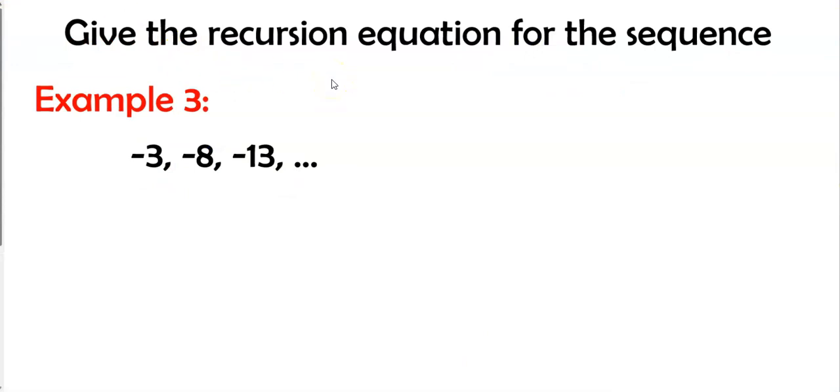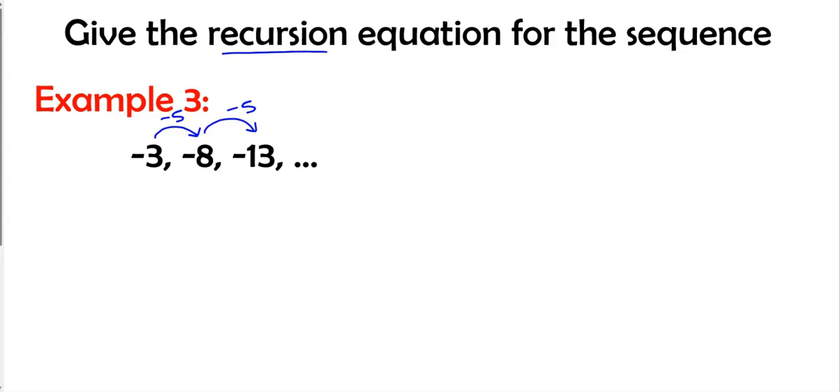This time we're supposed to give the recursion equation for the sequence. So we have to figure out what the pattern is and then write the formula. So it looks like this one's going to be pretty simple. It looks like we're just subtracting 5 each time. Negative 3 minus 5 is negative 8. Negative 8 minus 5 more is negative 13. So it's an arithmetic sequence. We could write it as an arithmetic sequence, but it doesn't want us to. It wants us to use recursion.